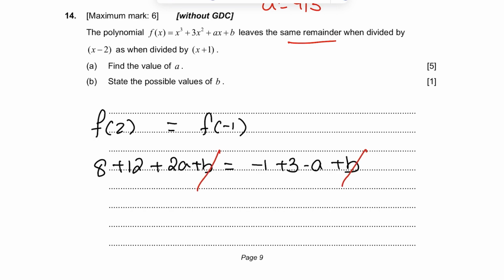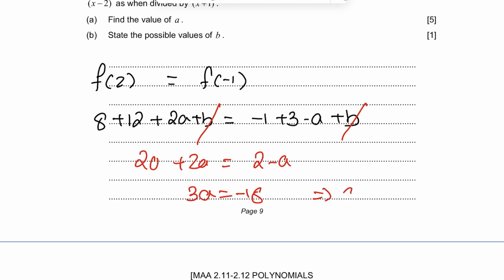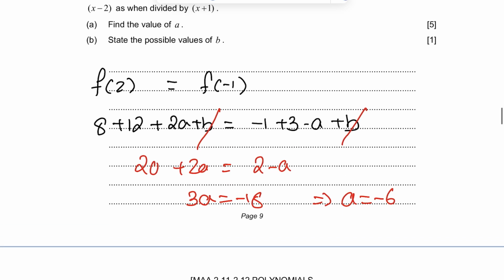So b and b get cancelled. So what am I going to get over here? 20 plus 2a equals 2 minus a. So 3a equals negative 18. So a equals negative 6. So I got the value of a as negative 6. State the possible values of b. Now we can see that b is getting cancelled. So therefore, any real values of b, because whatever the value of b, it is always getting cancelled. So a is negative 6 and b is any real value.